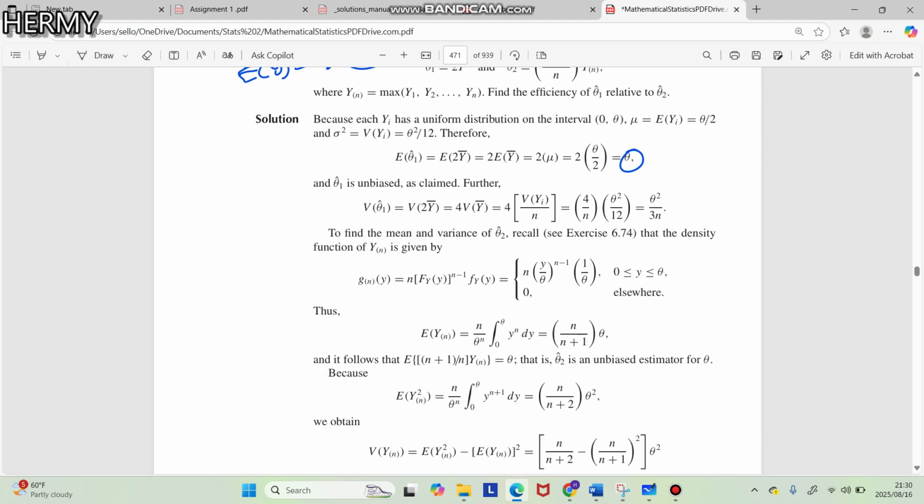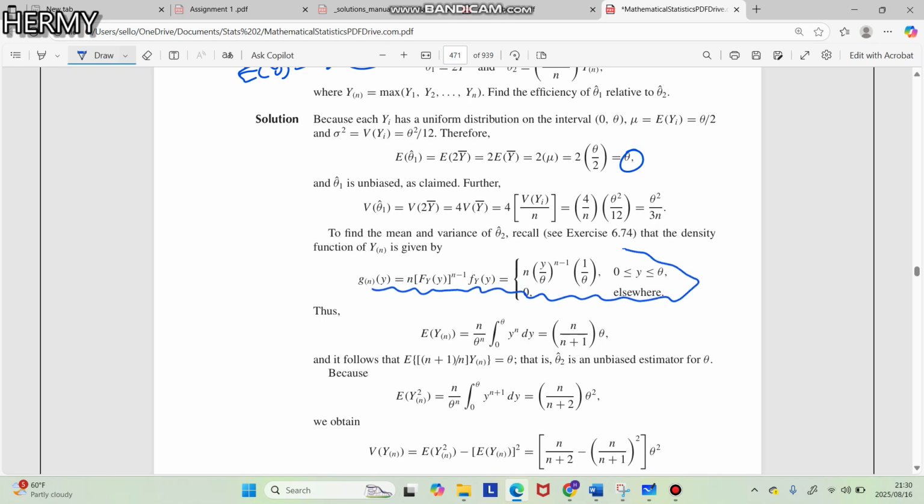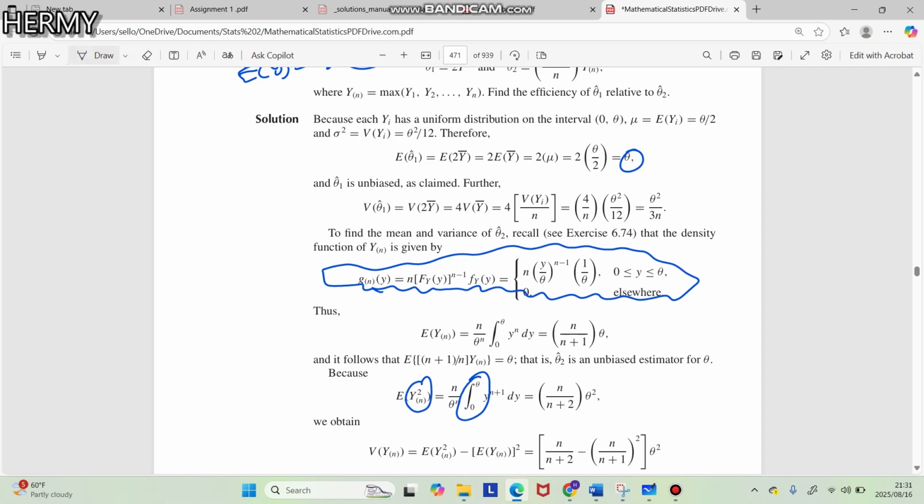Then what about this function, the new function that they created here? Looking at this function, you don't know the name of this function. Hence when you want the expected value, you'll find the expected value of that yn, then you'll put the integrals. Hence I'm saying, if you don't know the distribution, that's where you'll put the integrals. But if you know the distribution, use the properties.